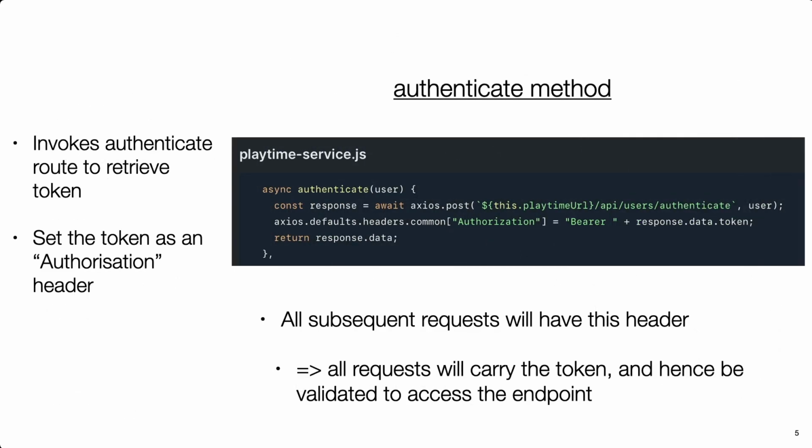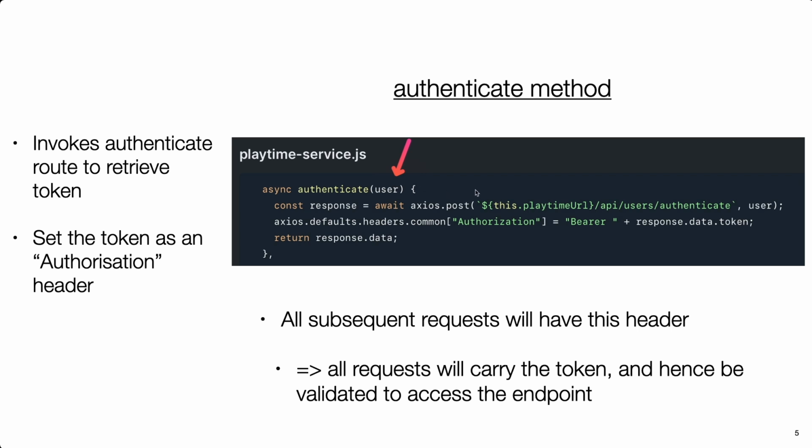And here is how we could do it. A new function called authenticate. We call this and we provide, let's say, a user object. And we're expecting that once we've authenticated, all subsequent requests to our playtime service object for creating playlists, creating tracks, and so on, all of these will be authenticated once we have called this once.